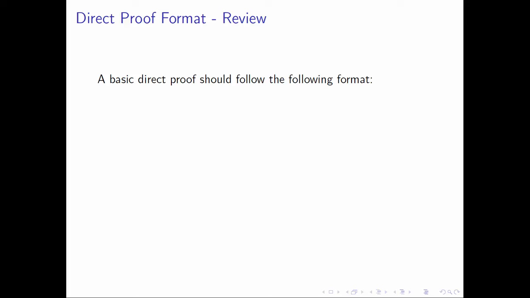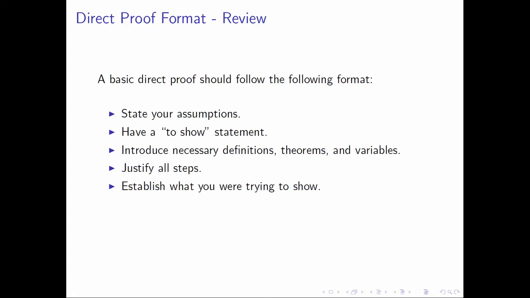So what was our structure that we like to follow for a basic direct proof? We needed our proof to have the following parts. The first thing we needed was to state our assumptions. We always needed to have a to show statement. What is it that we're really trying to prove? We then had a spot where we would introduce all necessary definitions, theorems, variables that we would be using.